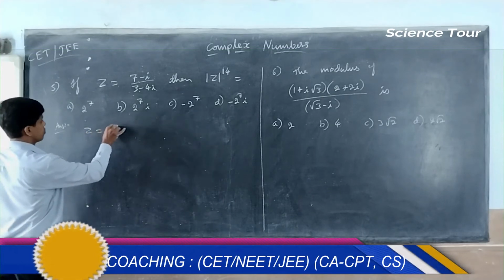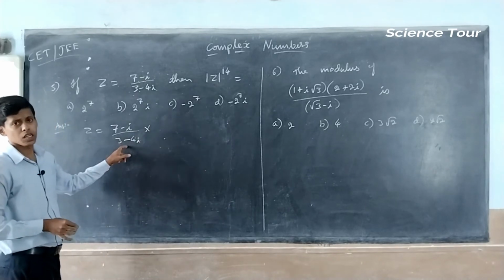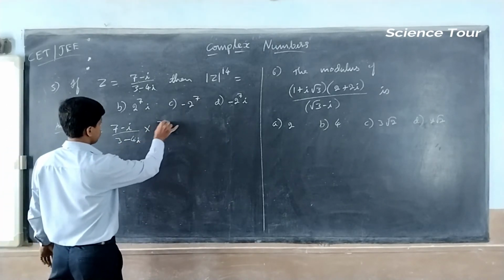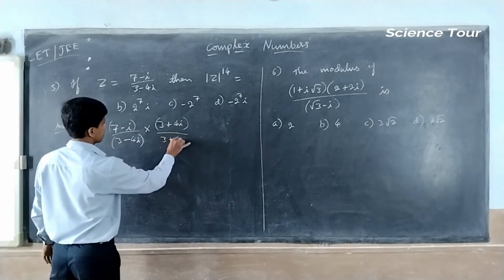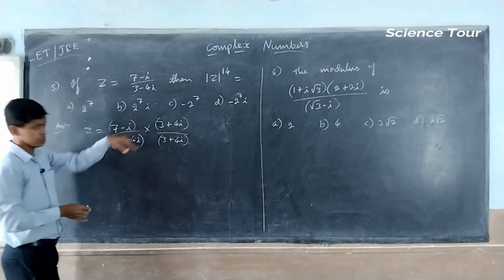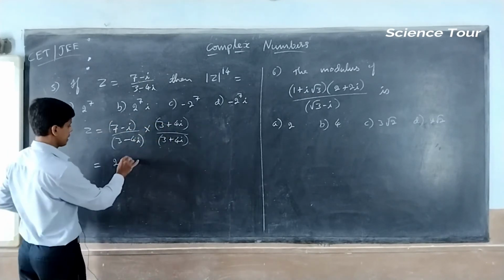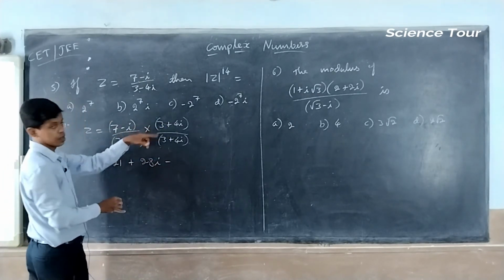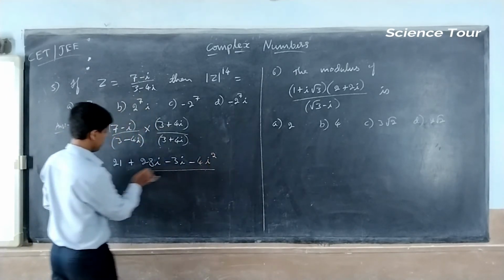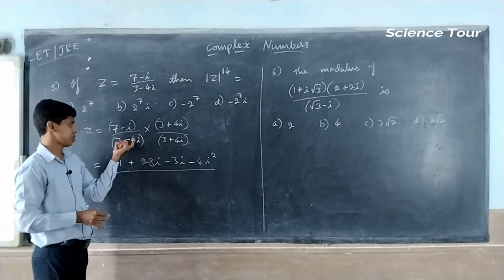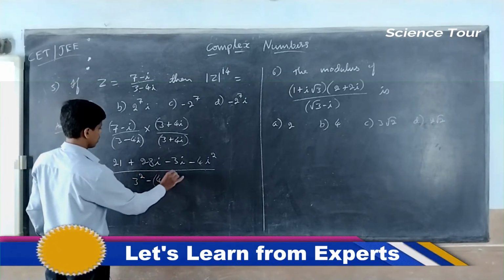So what do we do? Rationalize. So multiply and divide by the conjugate of the denominator. So this is what you have to multiply and divide. Well, let's go with the multiplication: 21 and then 28i and then minus 3i, so minus 4i square, divided by a plus b into a minus b, which is the same, so 3 square minus 4i the whole square.